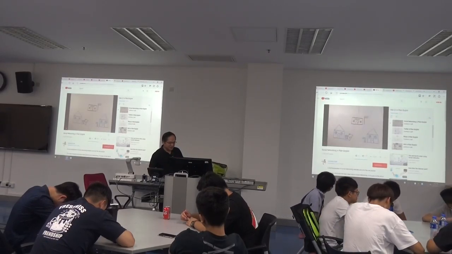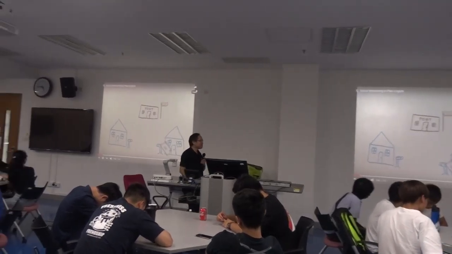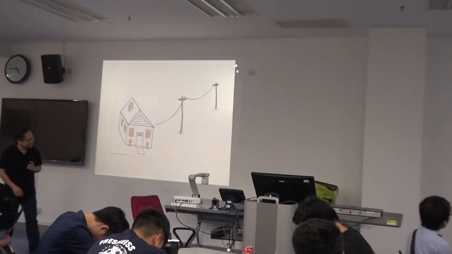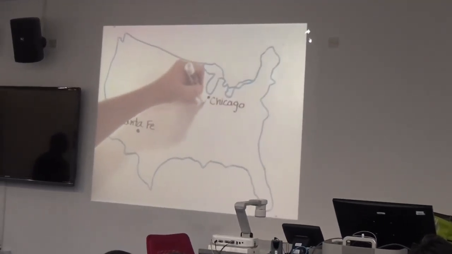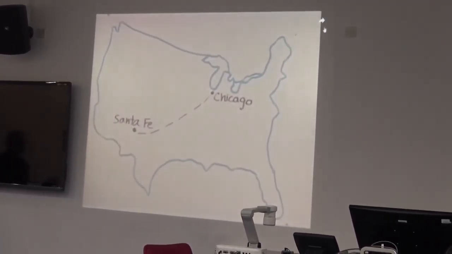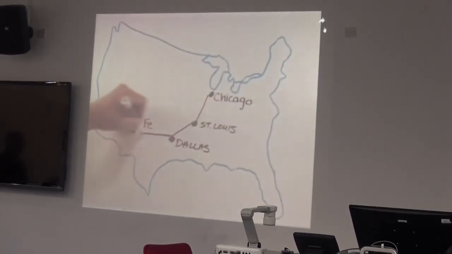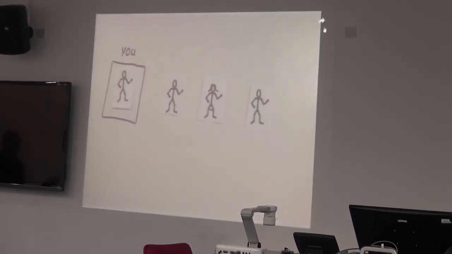Okay, networks get things done. Whether it's sending a letter or writing your home, networks make it happen. To get from Chicago to Santa Fe, we need to see the network of roads that will get us there. We see that Chicago is connected to St. Louis, which is connected to Dallas, which is connected to Santa Fe.